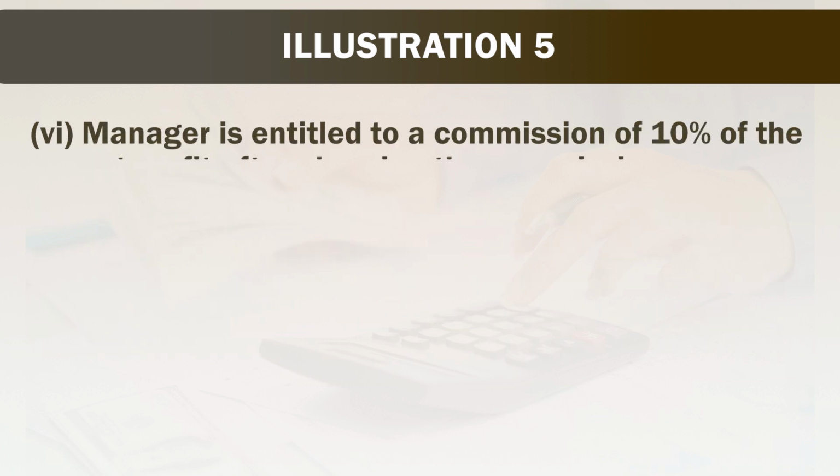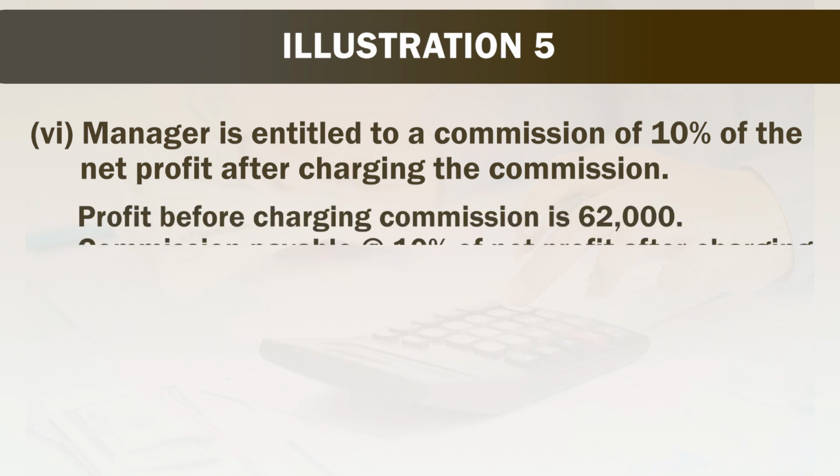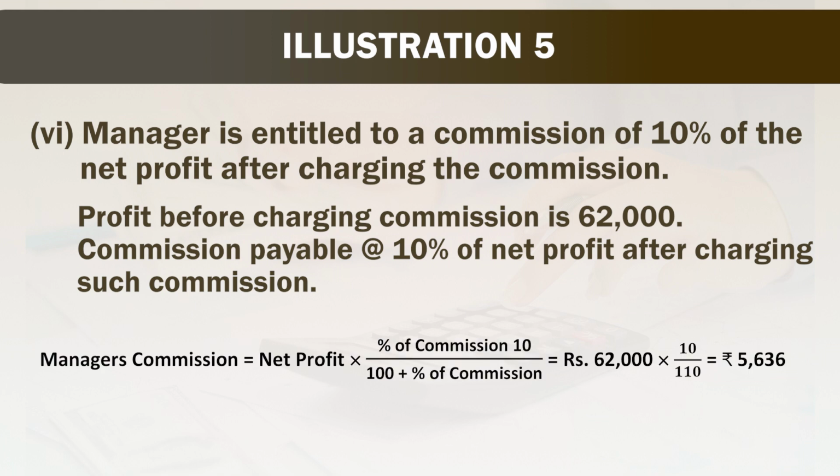Then after friends, manager is entitled to a commission of 10% of the profit after charging the commission. Profit before charging the commission is 62,000. Commission payable is at the rate of 10% of net profit after charging such commission. So, to calculate the manager's commission, we apply this formula: net profit into percentage of commission, divided by 100 plus percentage of commission.